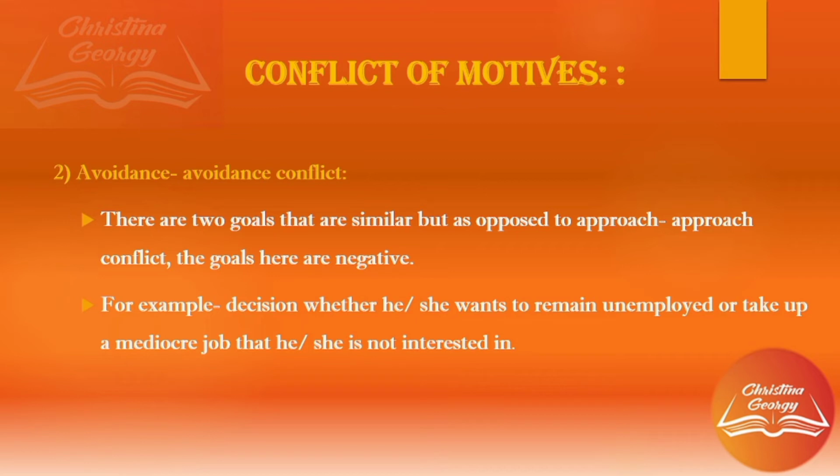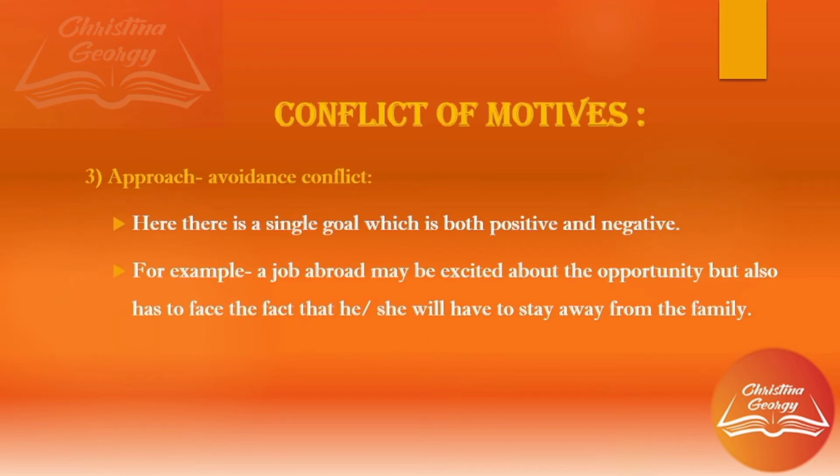The next type is approach avoidance conflict. Here, there is a single goal which is both positive and negative. To give you a real life example, suppose you have got a job abroad. So obviously you will be excited about the opportunity, but at the same time you'll have to face the fact that you'll have to stay away from your family and friends. Therefore, this goal has both negative and positive consequences, and thus you might experience stress.